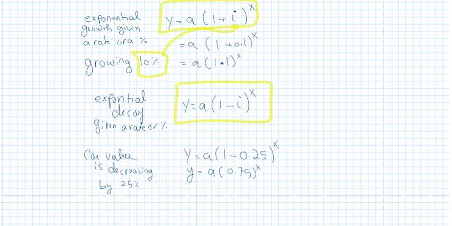Okay? And a value is the initial value. So let's say your initial value of the car is $25,000. Okay? Then you plug $25,000 into a. Or if your initial value of the car is $15,000, you plug $15,000 in for a, and then the rest will remain the same. Does that make sense to you guys?